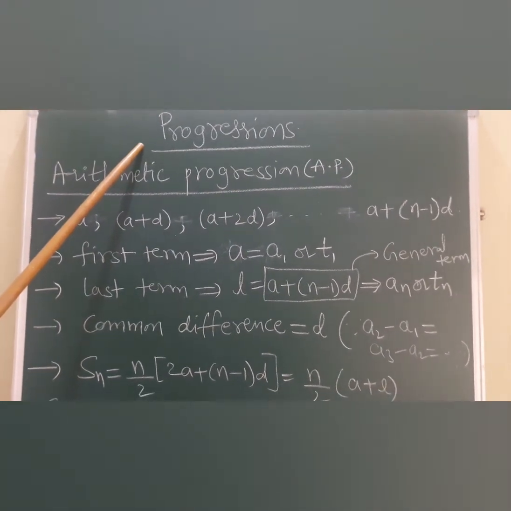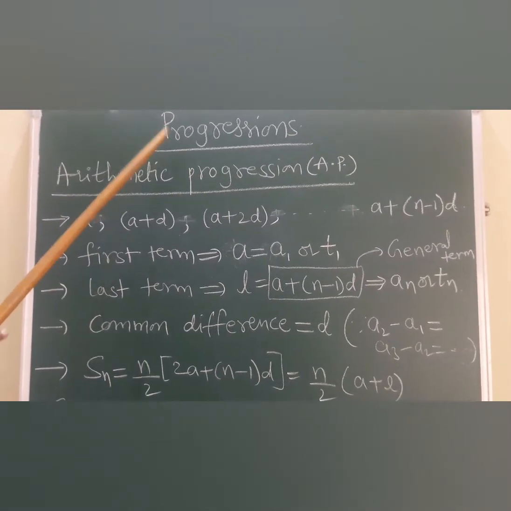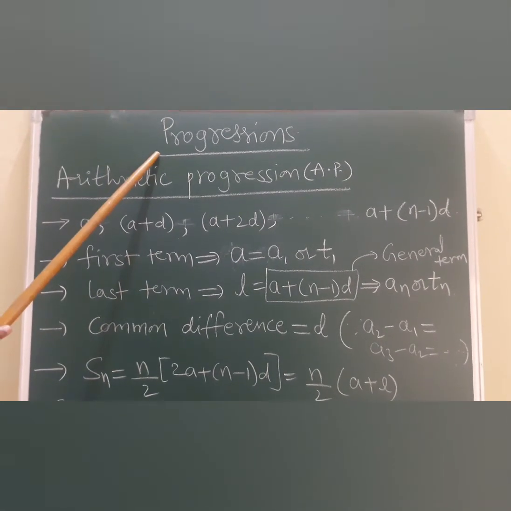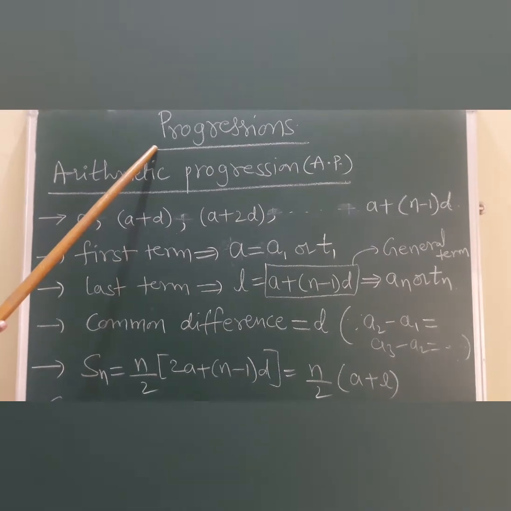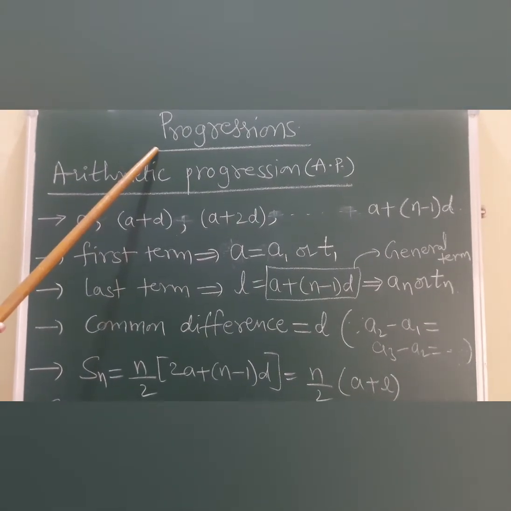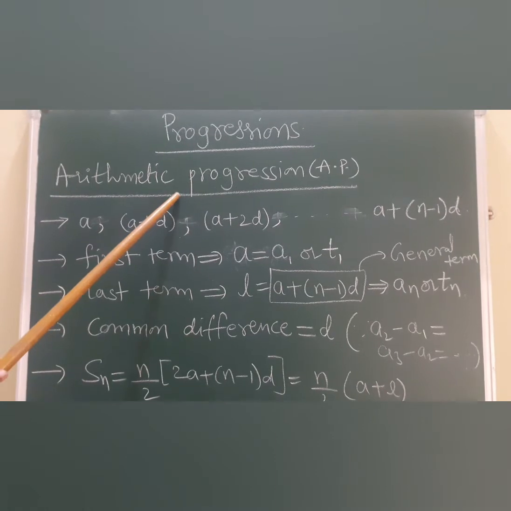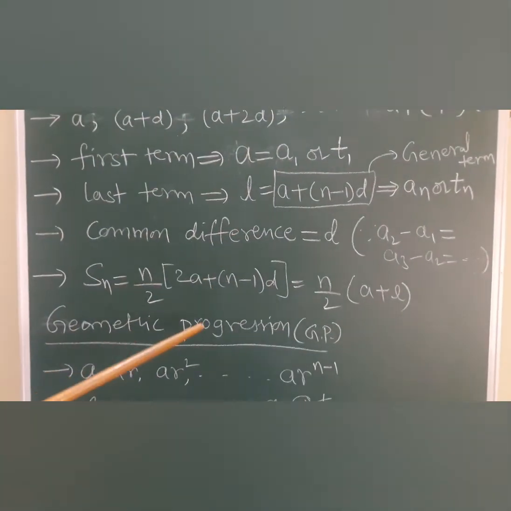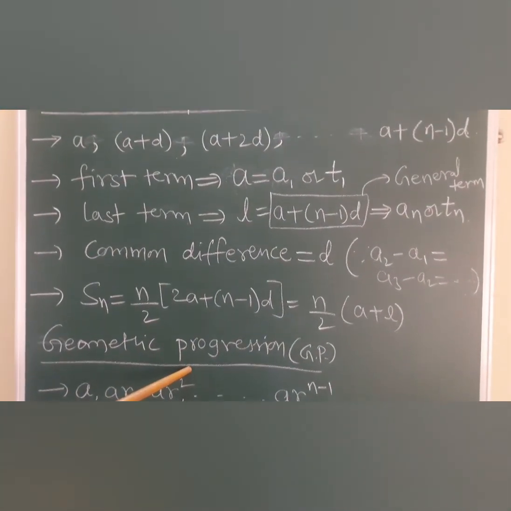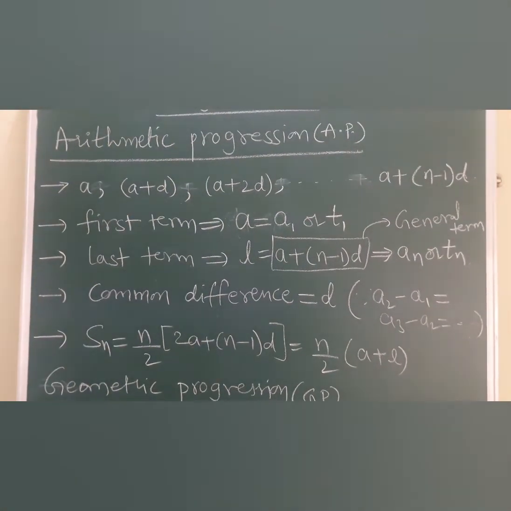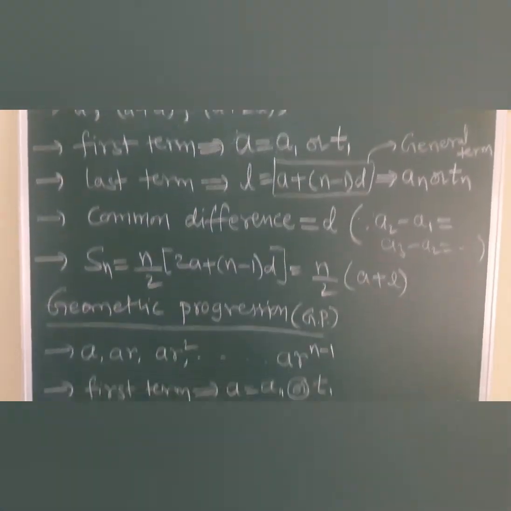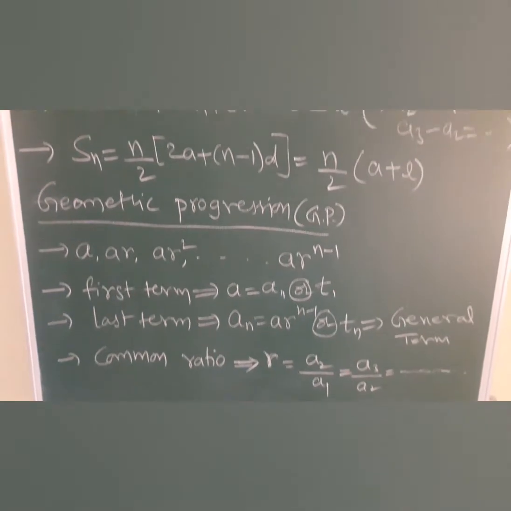Now we discuss progressions. In these progressions, there are two types: arithmetic progressions and geometric progressions. Now let us see bullet points from progressions.